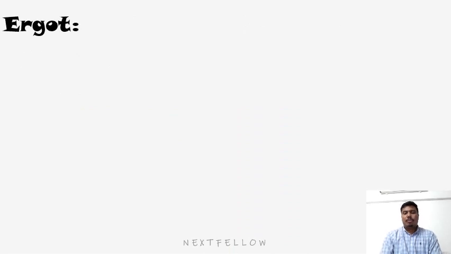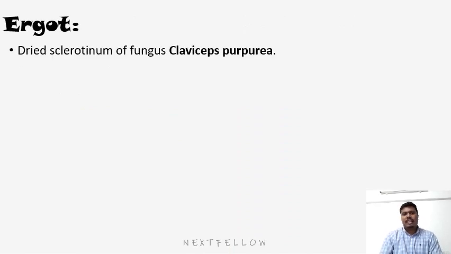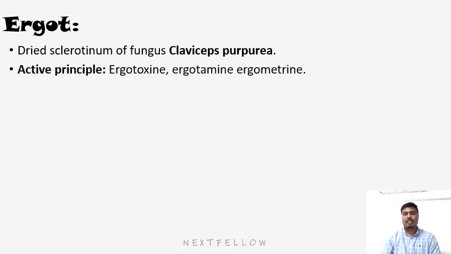Now we will discuss ergots. They are the dried sclerotium of the fungus Claviceps purpurea. They mainly grow on cereals like rye, wheat, barley, maize. They gradually replace the grain and form a compact black mass. The active principles are ergotoxin, ergotamine, ergometrine, and the fatal dose is 5 to 10 grams.